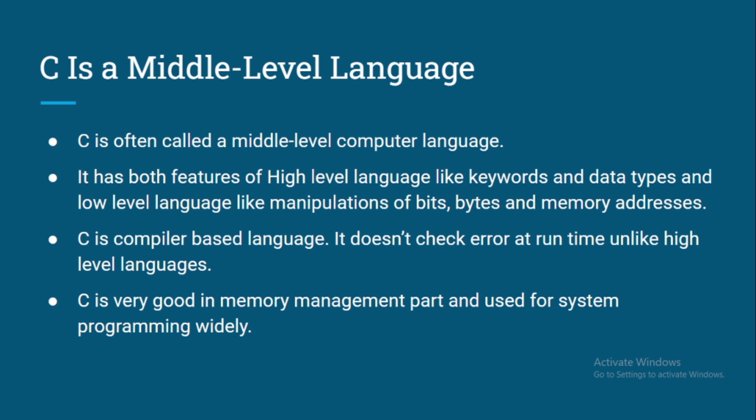The next thing is, C is very good at memory management, and it is widely used for system programming, right? The most important feature of C is very good memory management, where the developer can handle the memory of the computer on their own. That is the reason system programming and operating systems are majorly built using C, right? So that is the reason C has been very famous since 1972.